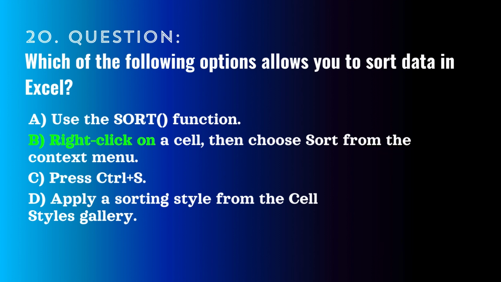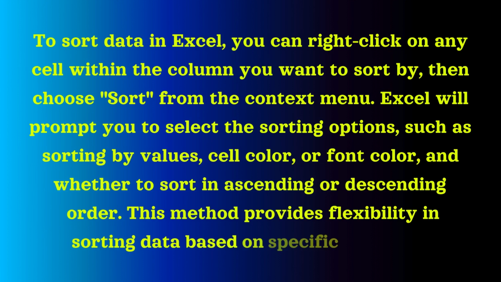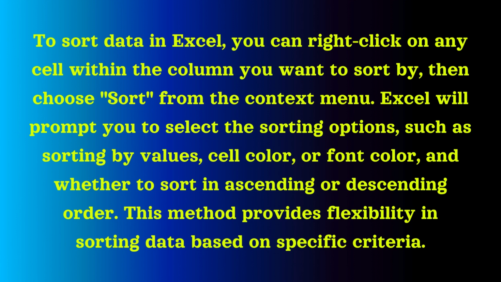So the correct answer is option B. Right click on a cell, then choose sort from the context menu. To sort data in Excel, you can right click on any cell within the column you want to sort by, then choose sort from the context menu. Excel will prompt you to select the sorting options such as sorting by values, cell color, font color, and whether to sort in ascending or descending order. This method provides flexibility in sorting data based on a specific criteria.